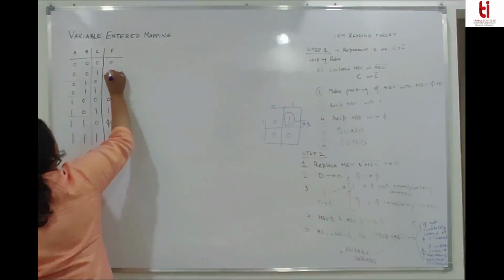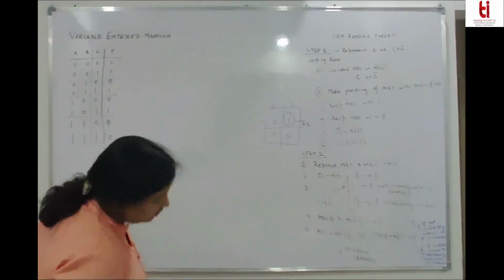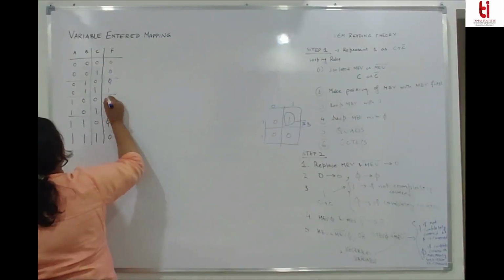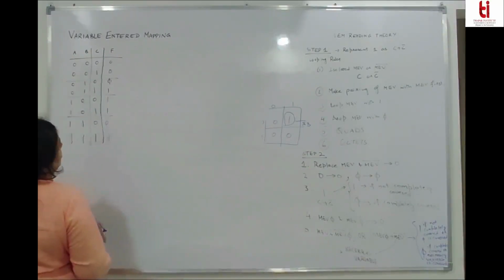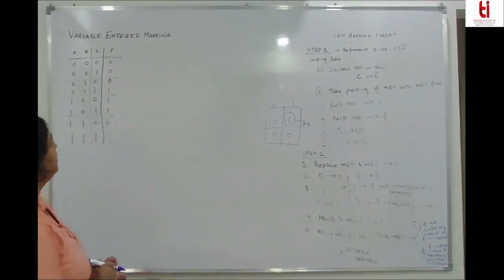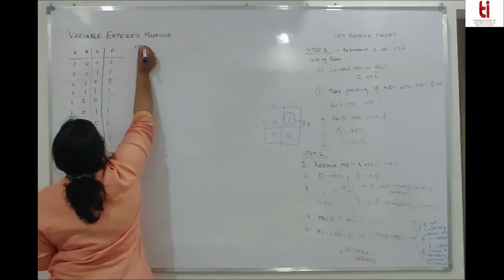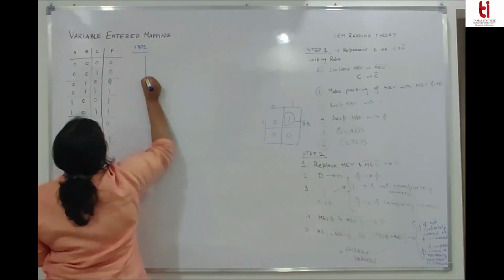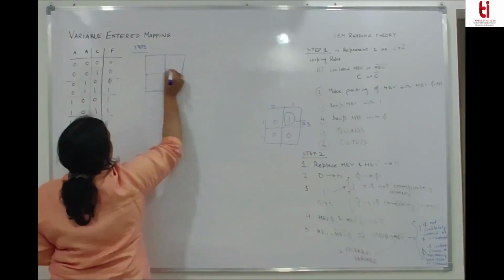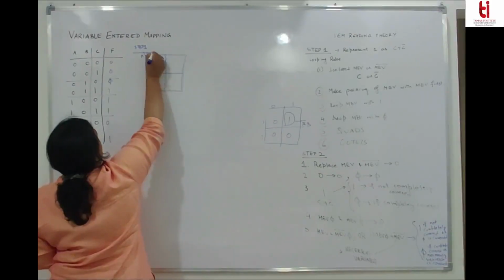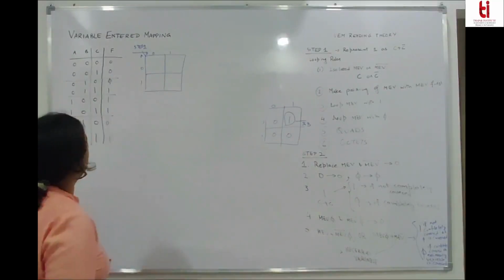This is the next function, 0 0 5 1. You have to implement this function using the variable entered mapping method. Step 1 is first you do the plotting. You can take any variables, AB, BC, AC, whatever you want to take.